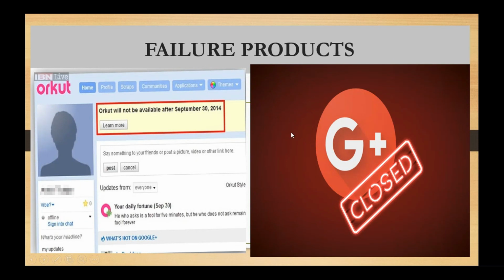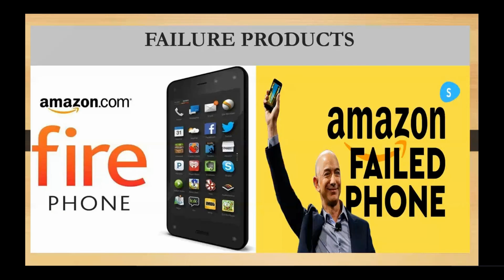Then moving to Google Plus. This was again a product innovated by Google, but Google Plus was not liked by people. This was another failed product of Google. Moving ahead, Amazon Fire Phone. Amazon came up with this phone, which was called Amazon Fire Phone. It was again a failed product because people did not like the phone.